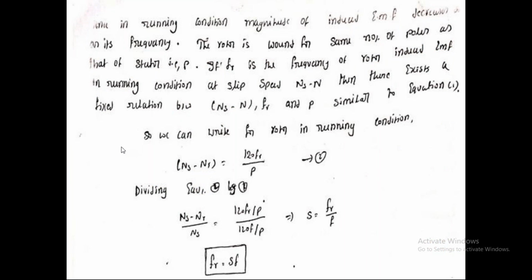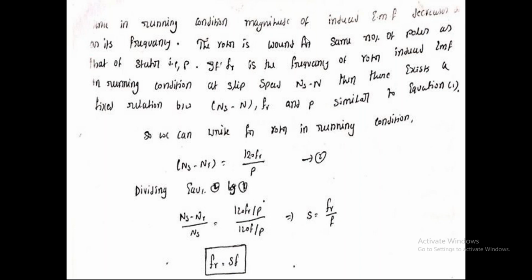See here, from this you can apply. Now we can write for the rotor in running condition: Ns minus Nr is equal to 120 Fr by P. If you divide equation 2 by 1, then you will get Ns minus Nr divided by Ns equal to 120 Fr by P divided by 120 F by P. So here 120 gets cancelled and P gets cancelled. So S is equal to Fr by F. Finally the rotor frequency is equal to SF.